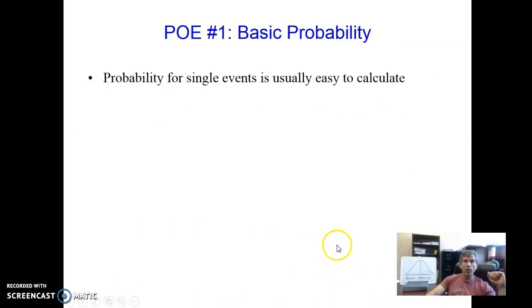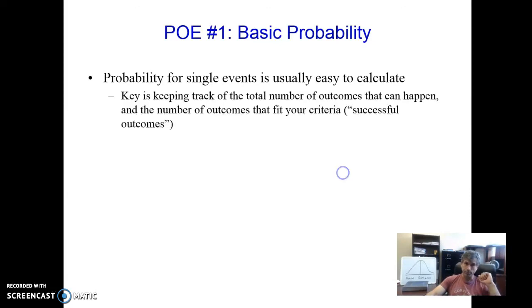All right, this is our first point of emphasis on basic probability. Calculating probability for individual events usually isn't too tricky. The only thing that people tend to screw up is sometimes they subtract the successful outcomes. They don't count them in the total outcomes. Don't do that. Your successful outcomes are in the denominator as well as in the numerator. Again, keep track of that total number, the number of successful outcomes.